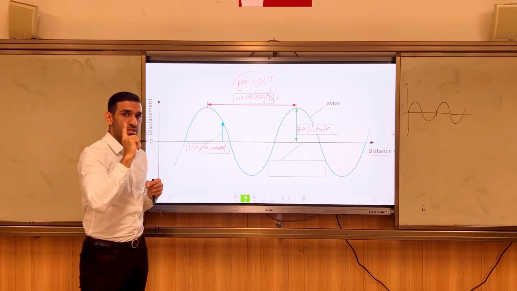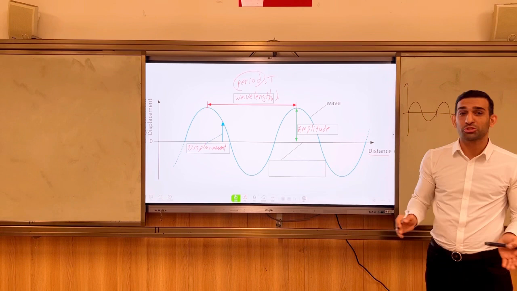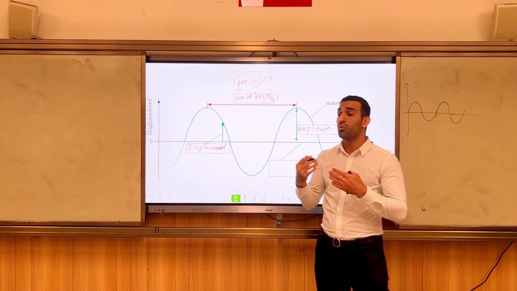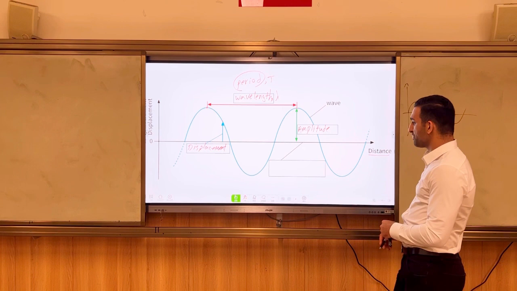There's another parameter that here we cannot show. What is that? Yes, frequency. We can't show frequency here, but we know that frequency is number of vibrations or oscillations or waves per unit time. Number of oscillations per unit time. Perfect. I'm not going to spend too much time on it because we already know that. We know the definition of them.